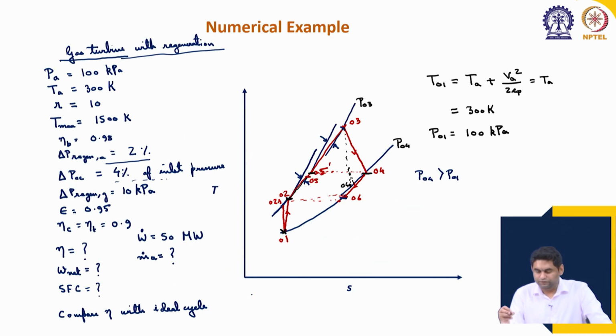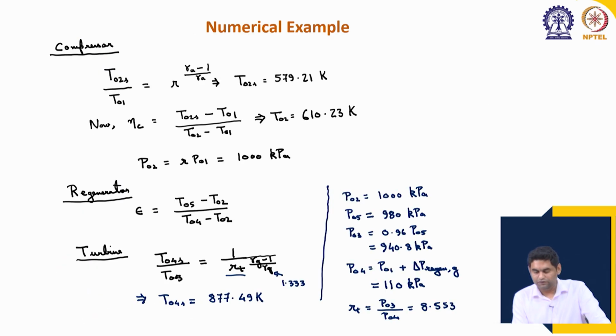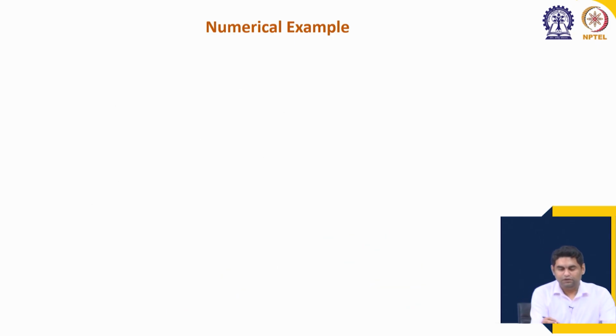So, we have reached this point 04S. Now, we will need to find the point 04. So, the point 04, why do we need to find the point 04 first? Because then only we can find the point T05, or 05. So, 04, for that we will use the isentropic efficiency of the turbine. So, what is the isentropic efficiency of the turbine?